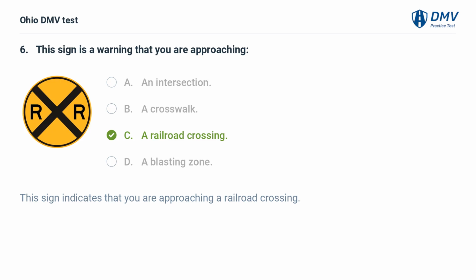C. A railroad crossing. This sign indicates that you are approaching a railroad crossing.